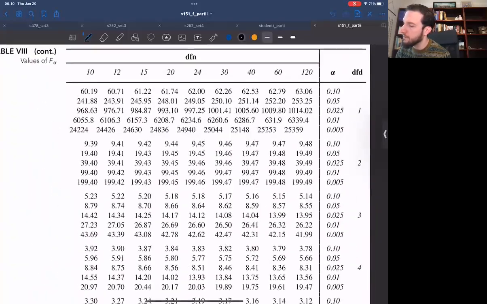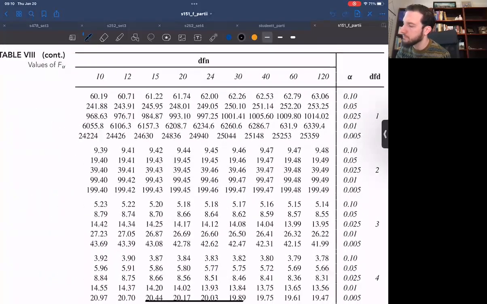You can see that page 2, here is 30, here is 3, here is 0.01. So that gives us 26.5. So an F on 33 and 0.01 is 26.5.